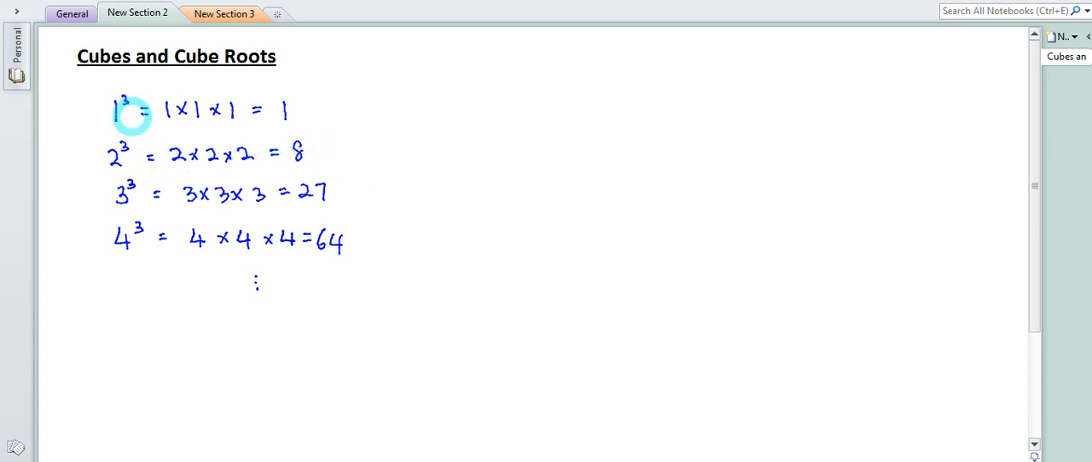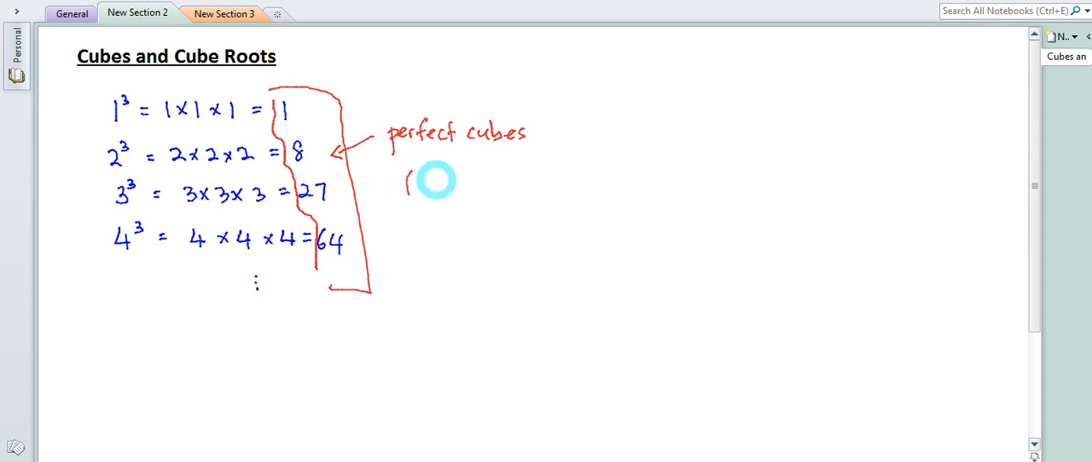Okay, so it means that if you have a number raised to the power of 3, you have to multiply 3 times, and all these numbers, we call them perfect cubes. Okay, so what is a perfect cube? A perfect cube means that you have a number to the power of 3, and this number must be an integer. When this integer is raised to the power of 3, you get a perfect cube.